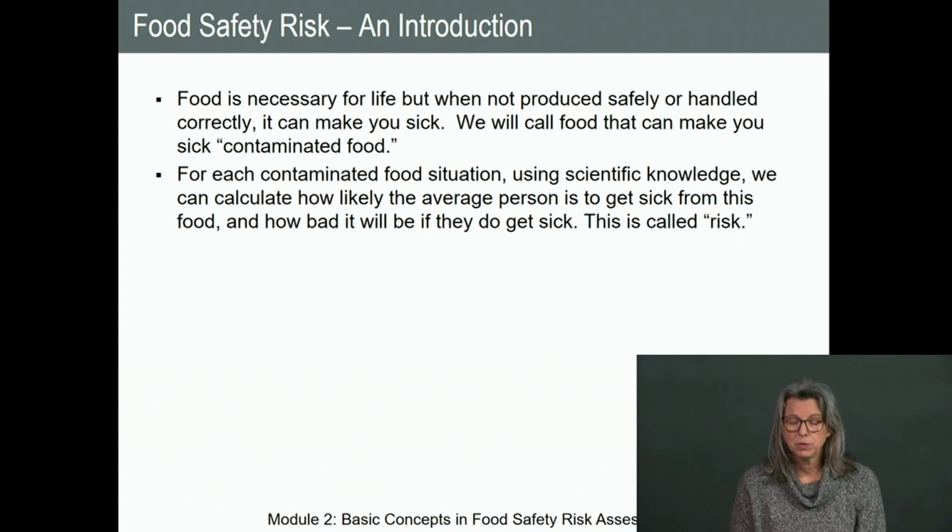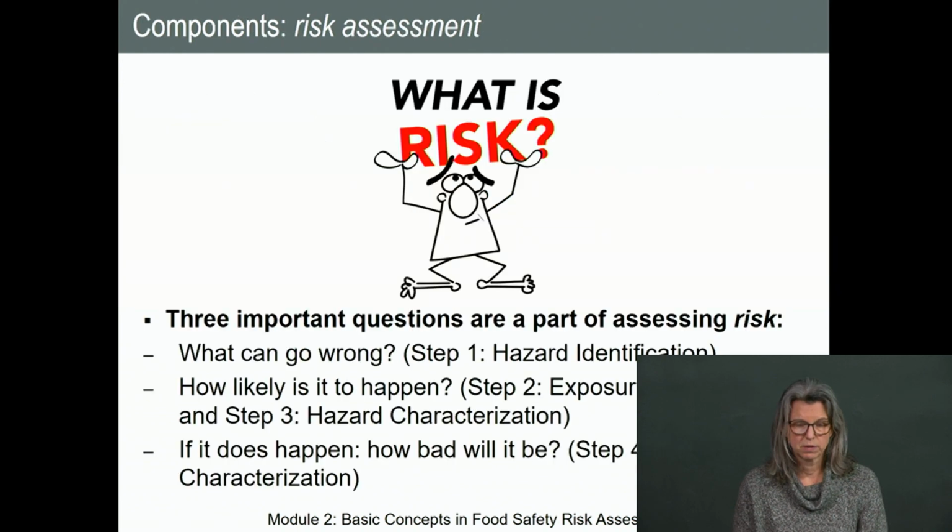For each contaminated food situation, we can use scientific knowledge to estimate how likely a person is to get sick from this food, and then how bad it will be if they get sick. That is, will it be a short-term stomach ache? Will it cause the person to miss a couple of days of work? Could it cause hospitalization or potential long-term health complications, or even could it cause death? That's the severity part of the measure: how bad will it be if they do get sick? So, how likely it is that they will get sick, and then how bad it will be if they do get sick. These two concepts together are what we mean when we say risk.